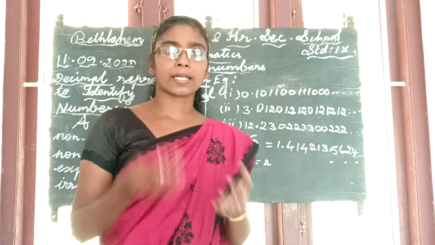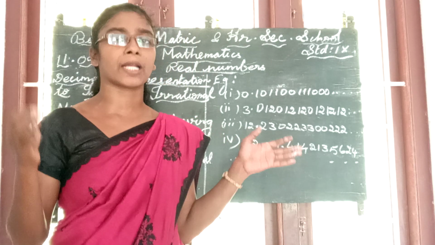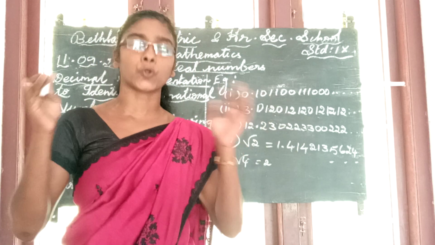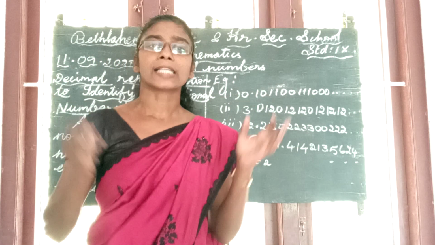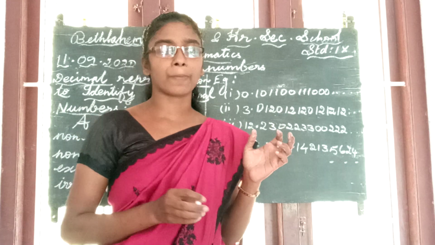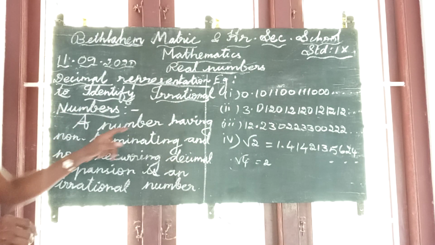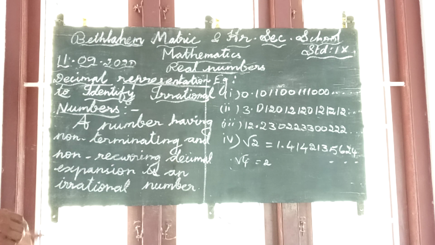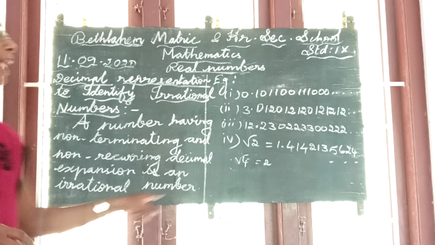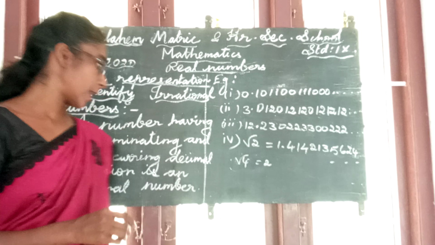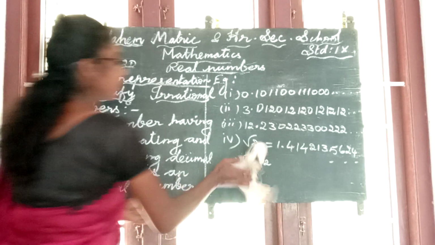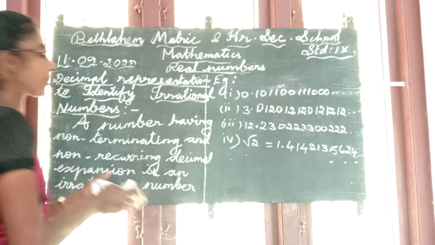So there are infinitely many irrational numbers between two rational numbers as well as between two irrational numbers. Now we understand what an irrational number is: a number having a non-terminating and non-recurring decimal expansion. Next, we can go to the problem.